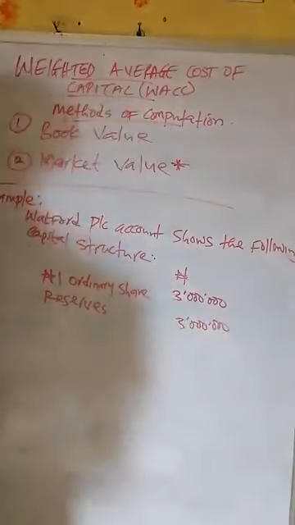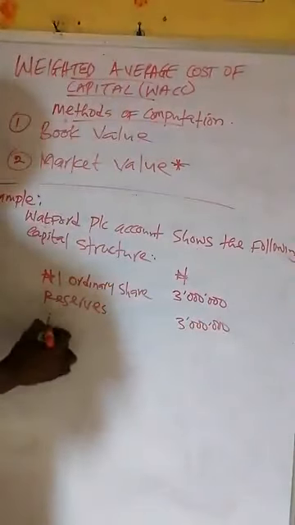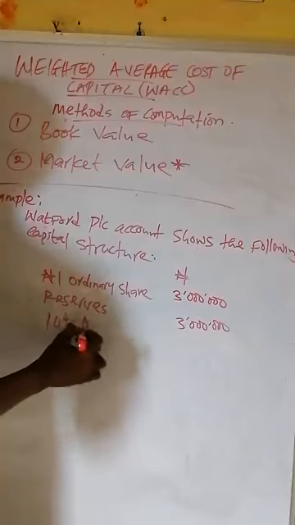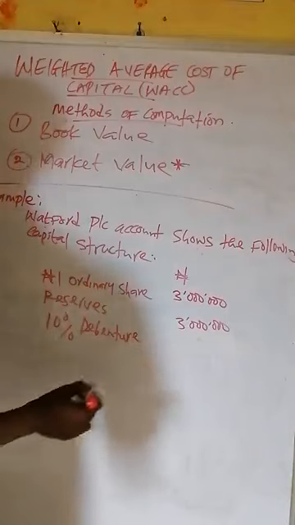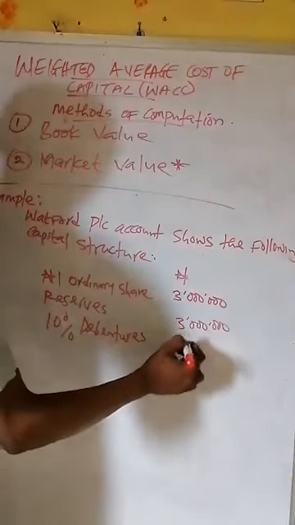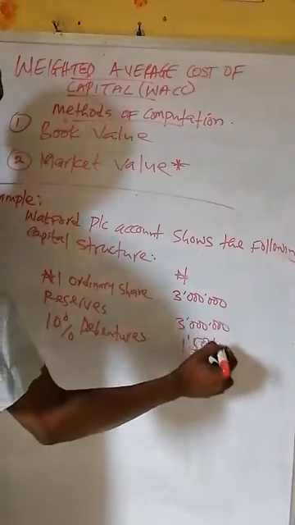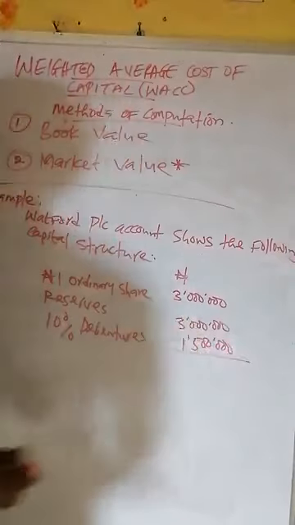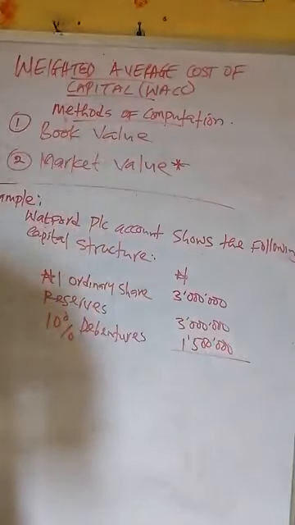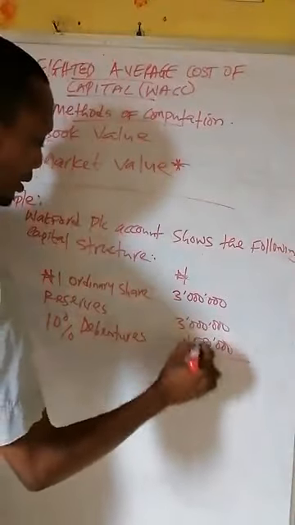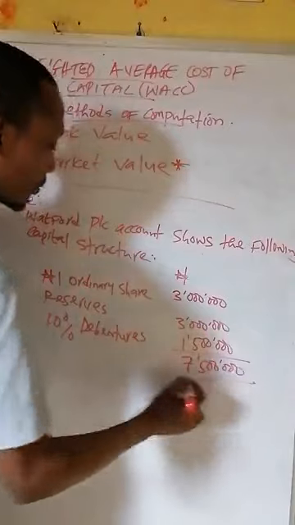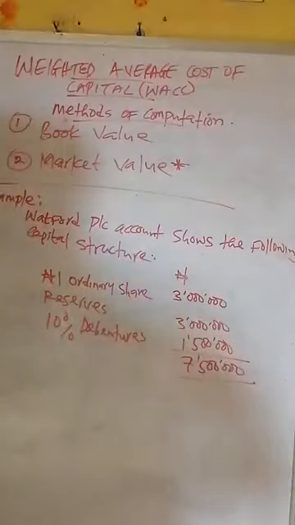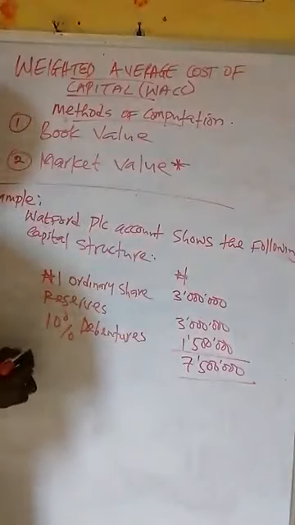3 million and 10% debenture. We have it at 1.5, 1,500,000. So the total value of the company now is 7,500,000. Okay, that is the total capital of the company. So we now show the market value.